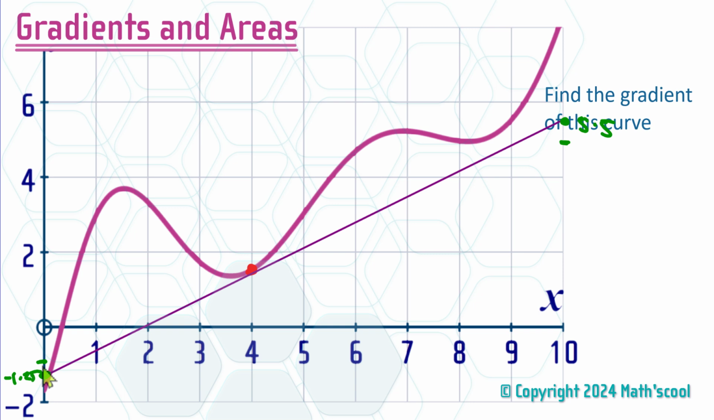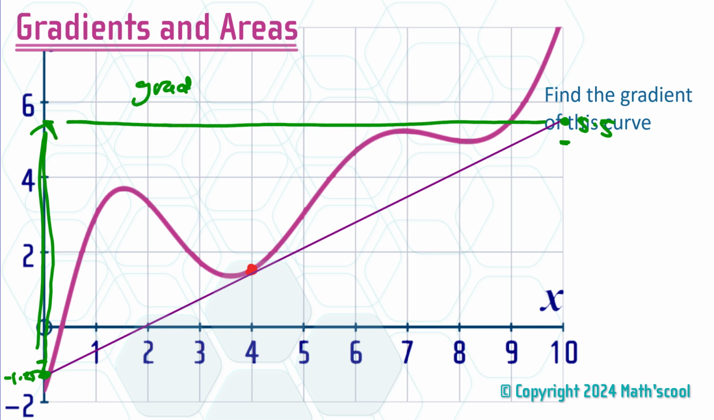Okay. So the gradient is up. So from here to here, how much do we have to go up? To there. Well, we know that's -1.25, and we know that that's 5.5. So that's going to give me 6.75. And how much do we have to go across? Well, that's just 10. So the gradient is 6.75 over 10, which is 0.675 is my gradient.